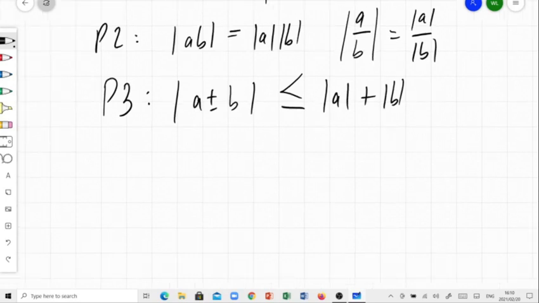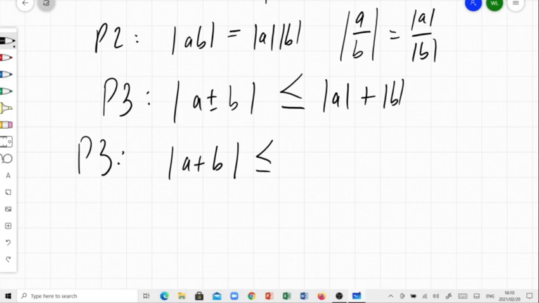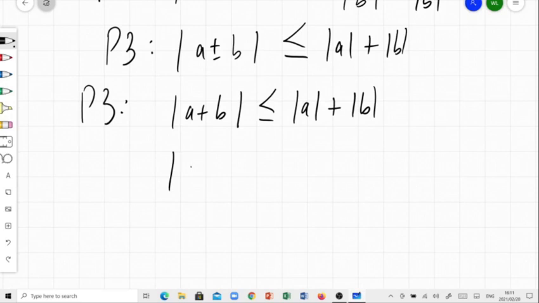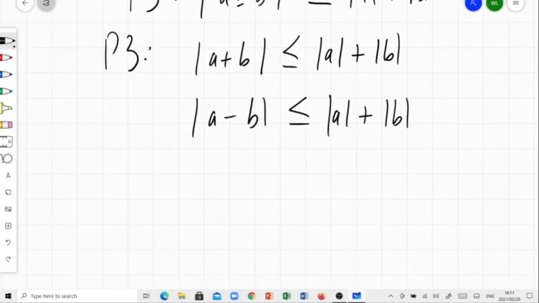Okay, now let's look at property P3. Notice that P3 is really saying 2 things. It's saying that the absolute value of a sum is bounded from above by the sum of the absolute values of the summands. And it's also saying the absolute value of a difference is bounded by the sum of the absolute values of the terms that are involved in the difference. So the absolute value of a sum or a difference are both bounded by the sum of the absolute values of the actors involved.